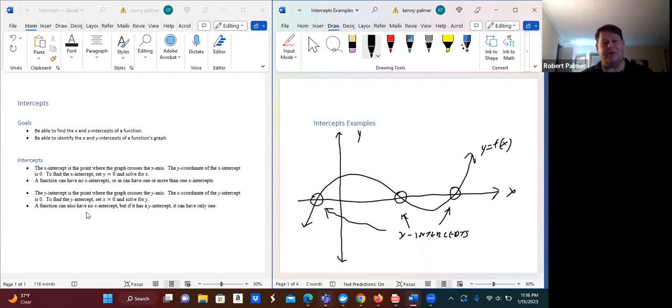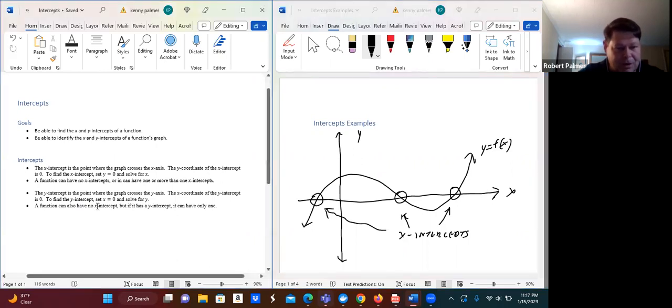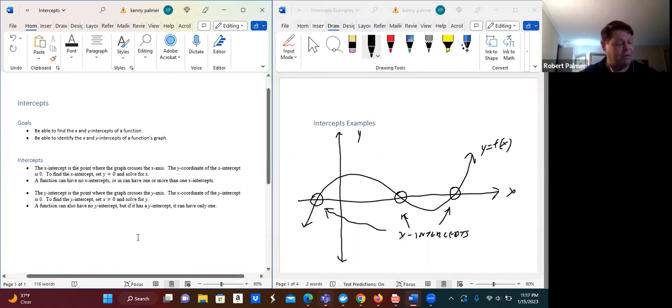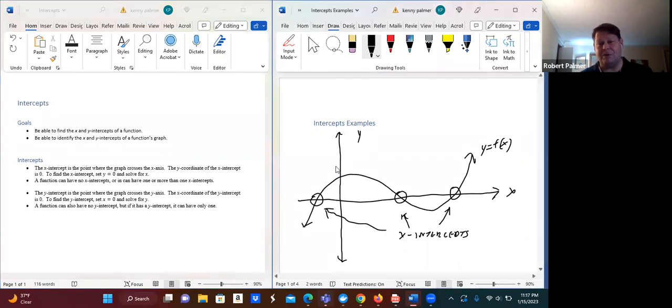A function can only have one. Oops, this is actually a typo. Let me go ahead and correct this. A function can have no y-intercept. If it has a y-intercept, it can only have one at a time. And that goes back to the meaning of a function. So where does this graph cross the y-axis? Well, right here. In this case, this is our only y-intercept.